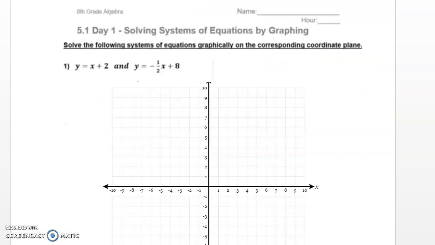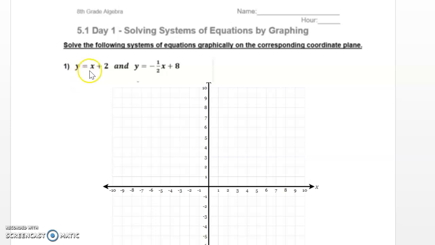Let's move on to looking at an example from 5.1, day 1. Okay, this is number 1. We want to solve the following systems of equations graphically on the coordinate plane. The first thing, we're just given 2 equations. What do we need to do? We need to graph each of those.